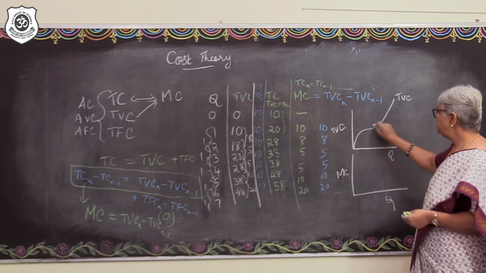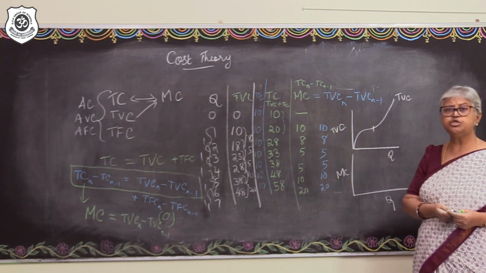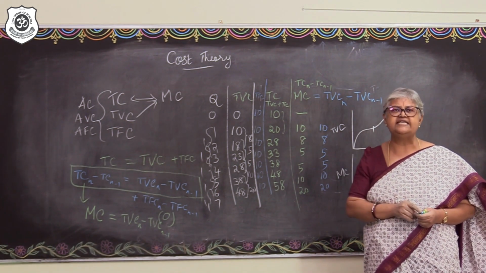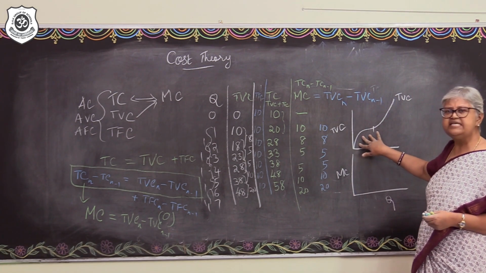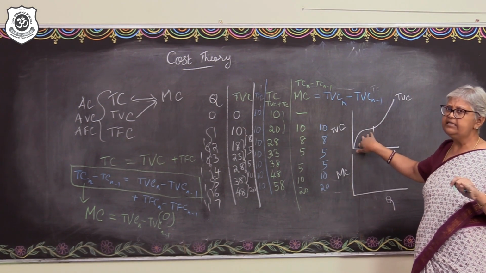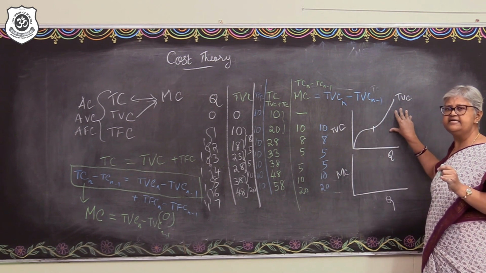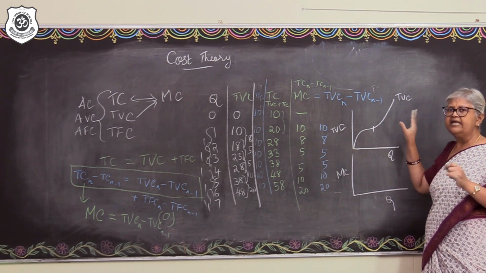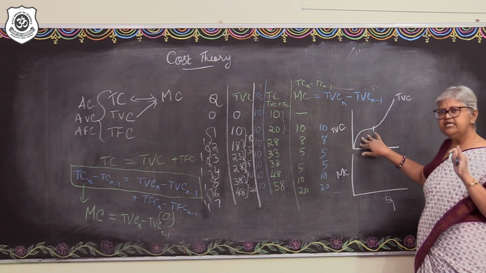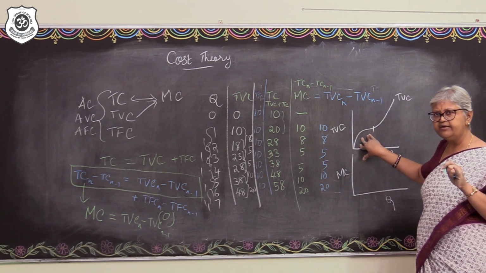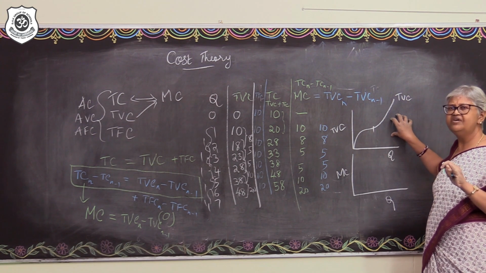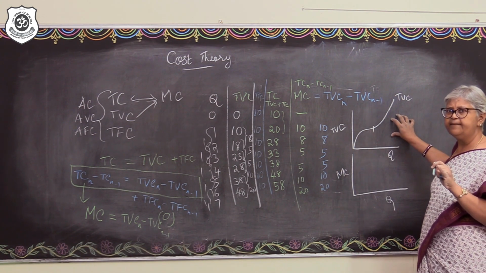Alright, so the point of inflection of the total variable cost shows where the slope of the TVC is changing. Initially, the TVC is going to increase at a decreasing rate, and then it starts increasing at an increasing rate, indicating that the firm is initially enjoying increasing returns to factor. Later on, it is going to suffer decreasing returns to factor.